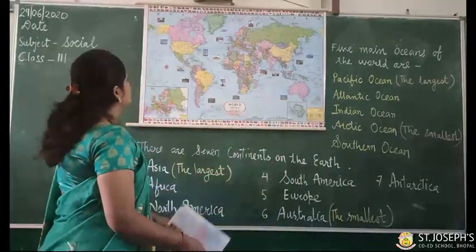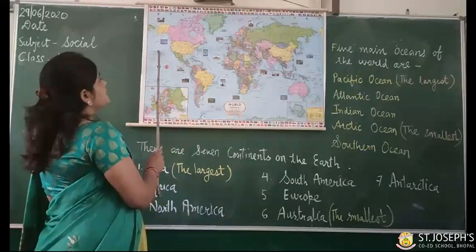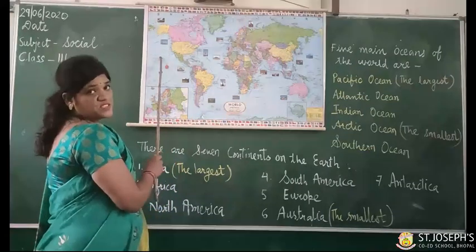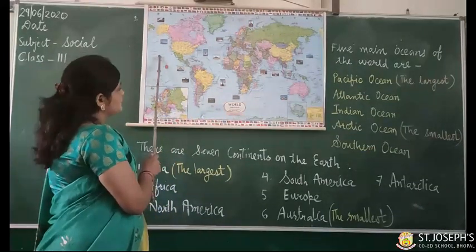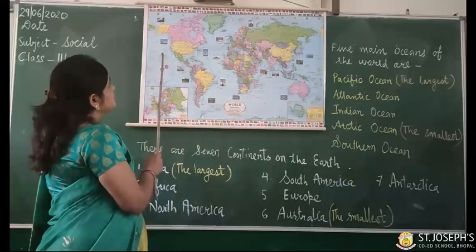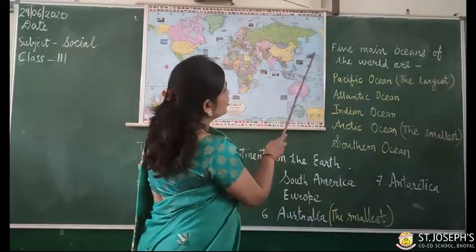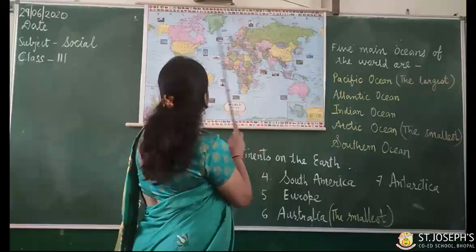Now here, children, first of all, here it is the Pacific Ocean. This is called Pacific. Here it is the North Pacific Ocean. This is also the North Pacific Ocean. So this is our first ocean.